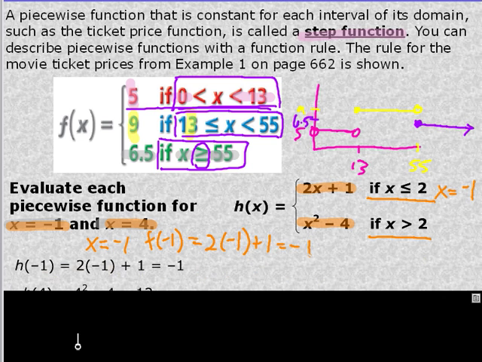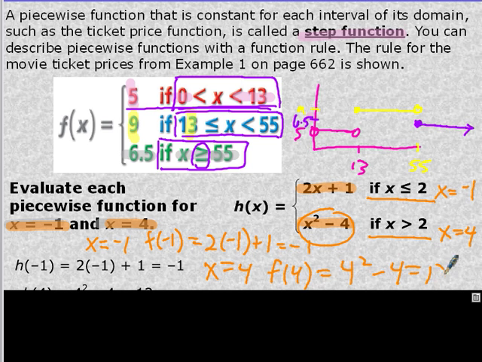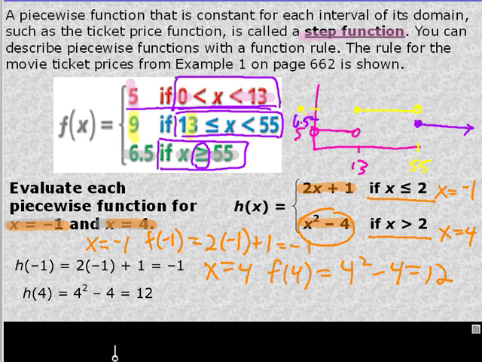Next one, when x is equal to 4, obviously x greater than 2 is when x is 4, it's going to be greater than 2, so that means we're going to use this equation. So we're going to plug x into that equation instead, and we're going to get 12. So piecewise functions, evaluating for a particular value of x is a little bit more complicated because you're going to have multiple equations you need to figure out which one to use.